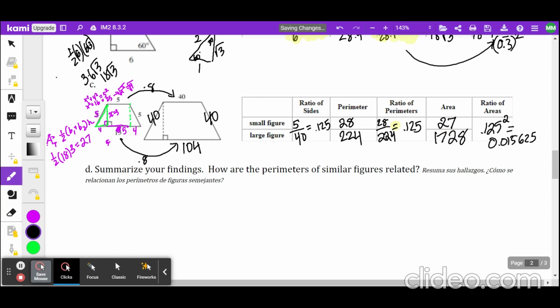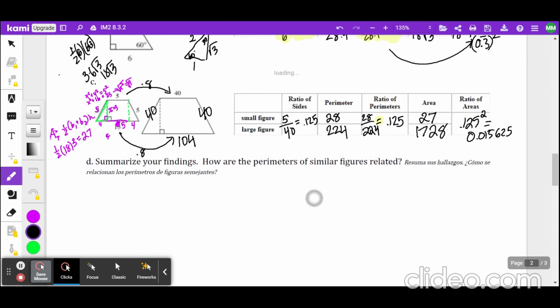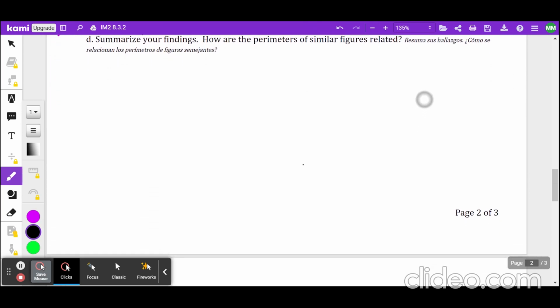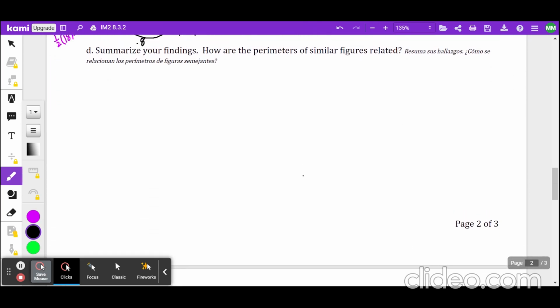Okay, so the last thing we're going to do in today's notes is summarize our findings. So to summarize our findings, the question is, how are the areas of similar figures related? And this is just straight notes. We're just going to write the answer down.